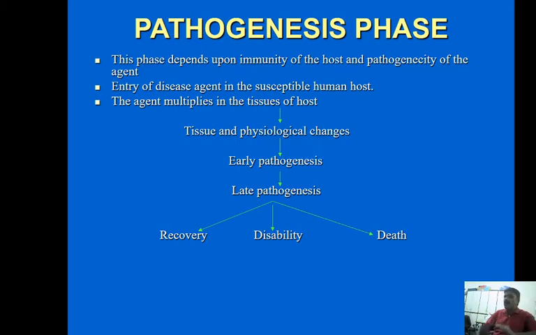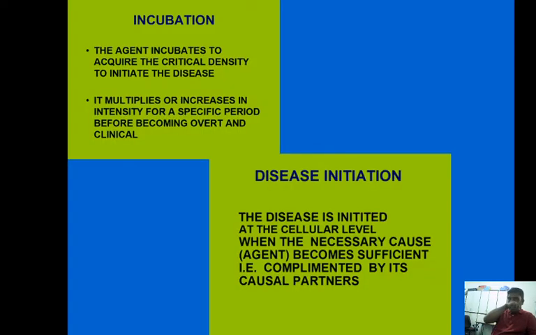This is how, in general, all diseases progress. There is entry of the disease agent into the host, and then the agent multiplies within the host. Then there are physiological changes. Then there is early pathogenesis. Then there is late pathogenesis. The incubation: the agent incubates to acquire the critical density to initiate disease.